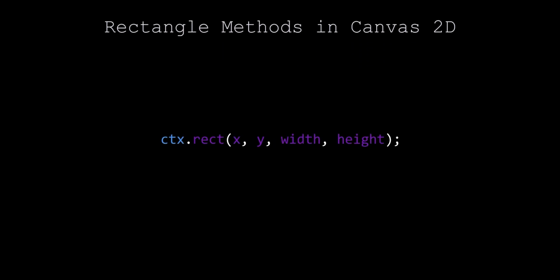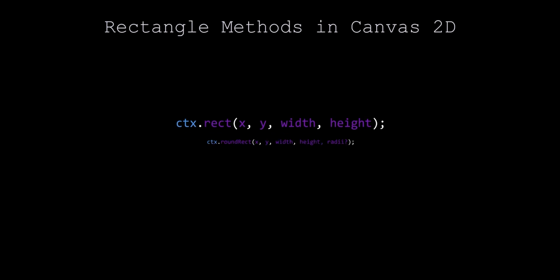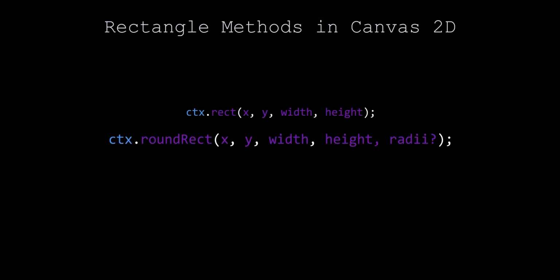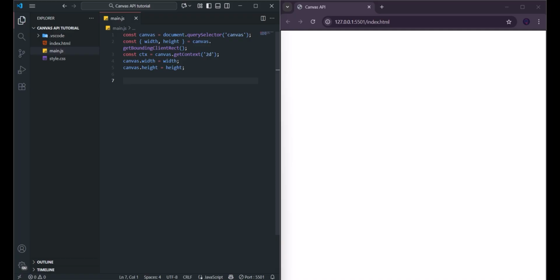There are two main ways to create a rectangle in a Canvas 2D path. Using rect, which takes the same parameters as fillRect, and using roundRect. This works like rect but includes an extra radius parameter that controls how rounded the corners are. Let's try this in code.